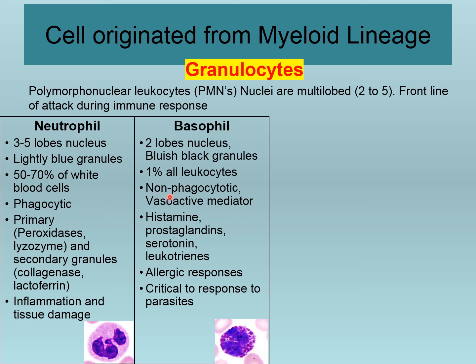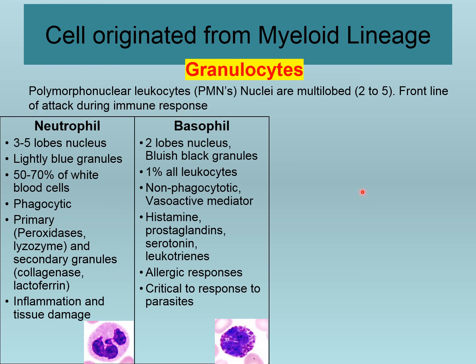These cells are not phagocytic, but they have the ability to change the permeability of the blood vessels, that is, they are vasoactive mediators. Their granules contain different chemicals like histamine, prostaglandin, leukotriene, and serotonin, and they have an essential role to play in allergic responses, where they release these granules. They are also involved in the response to a parasitic infection.